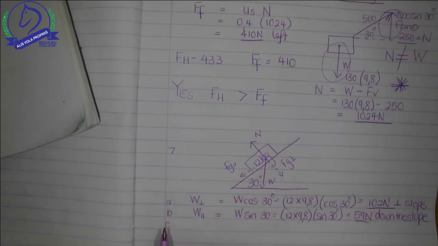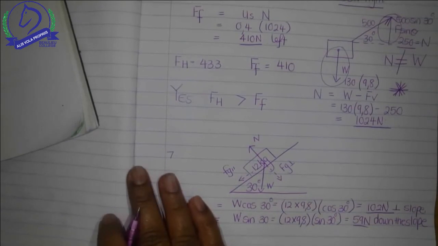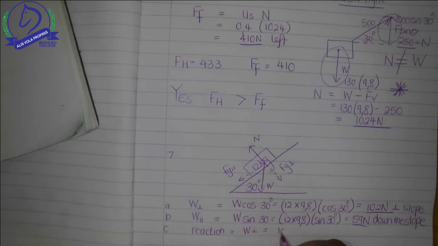Okay, and C, you need to state the magnitude of the reaction force of the weight on the crate. Okay, so remember, it's the same two objects. So the reaction force of the weight of the crate will be the crate on the object, which will equal the perpendicular component, which is equal to 102 newtons.